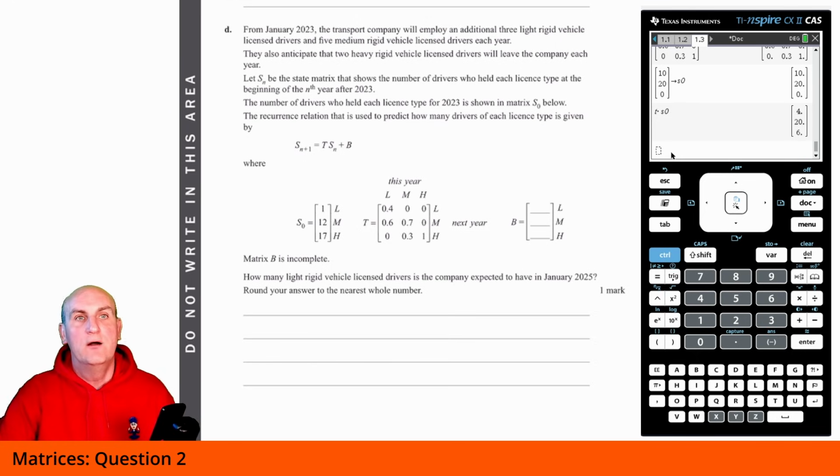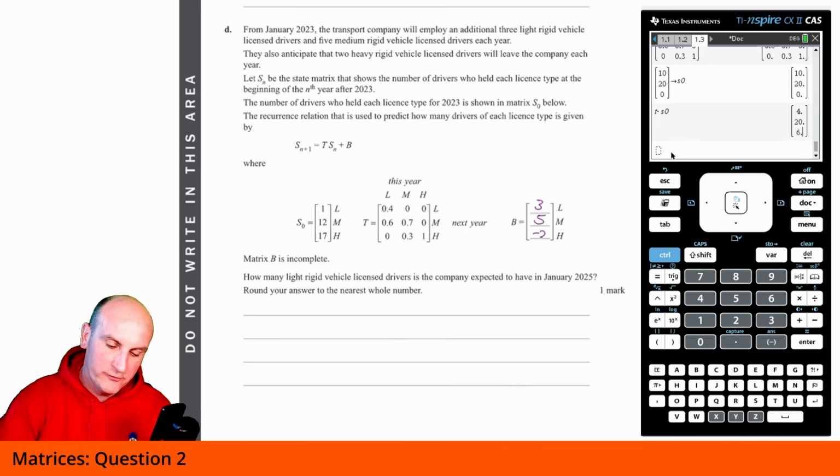In January 2023, the transport company will employ an additional 3 light. So that's got to be 3 because they're going to have an additional 3 there. 5 medium. Yes, 5 medium. It will anticipate that 2 heavy will leave. So that's going to be -2.